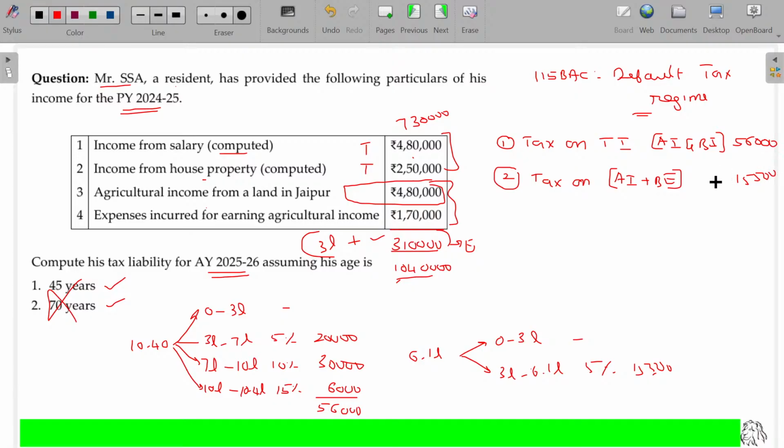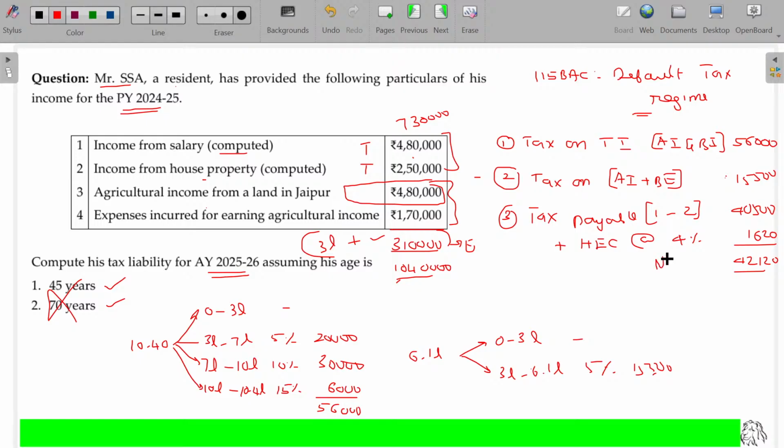Now, 15,500. What is the tax payable? Tax payable is nothing but the difference between 1 and 2. From 1, you have to subtract 2. To this extent exemption will be given. 15,500. If I subtract this, the value is 40,500. Then this is the final tax payable. Whenever final tax comes, don't forget to add health and education cess at the rate of 4%. 4% on this is 1,620. Then automatically 42,120 will be the net tax liability.